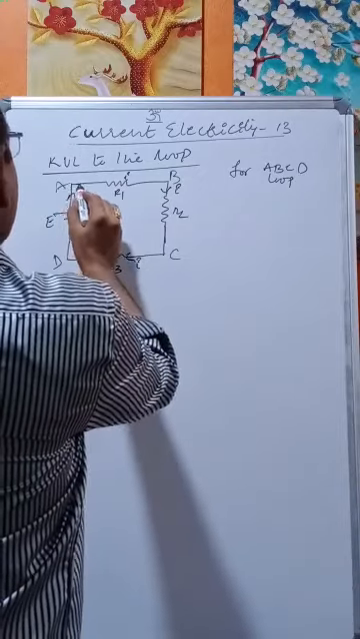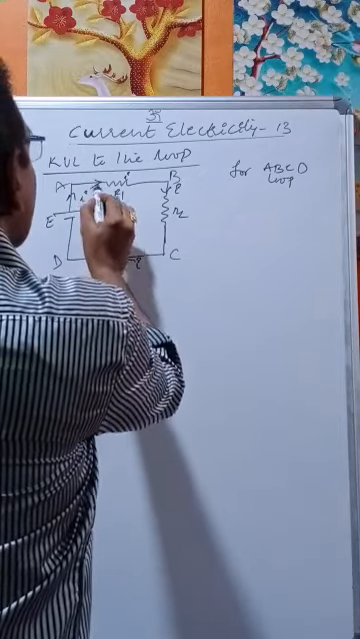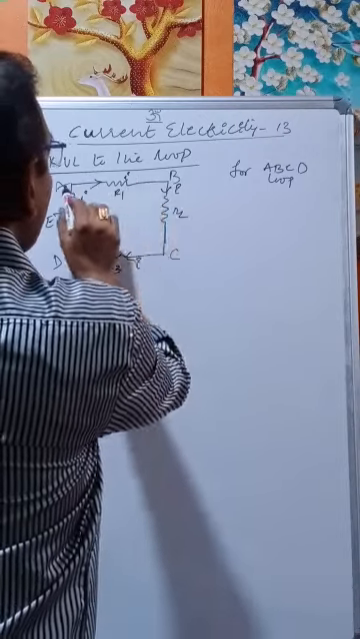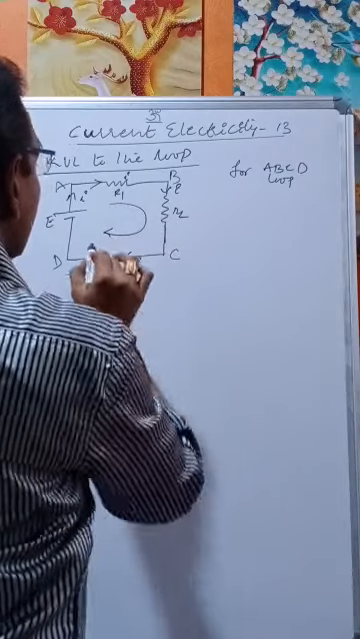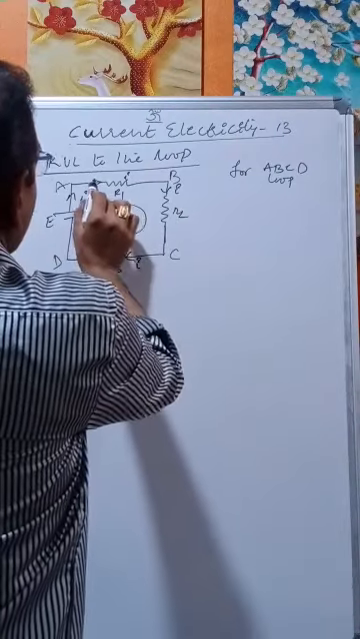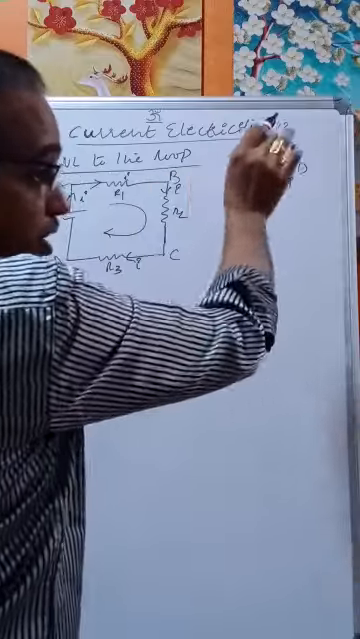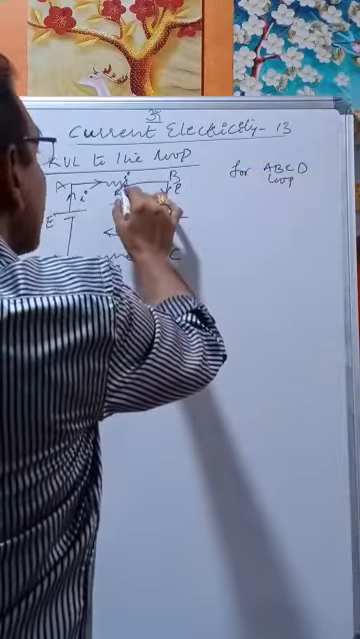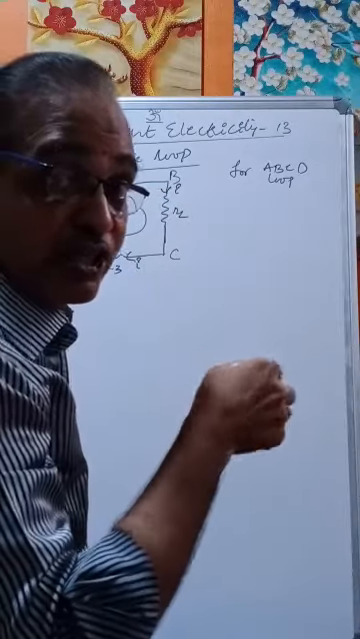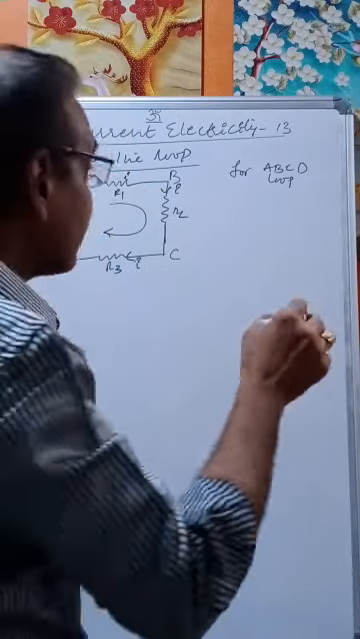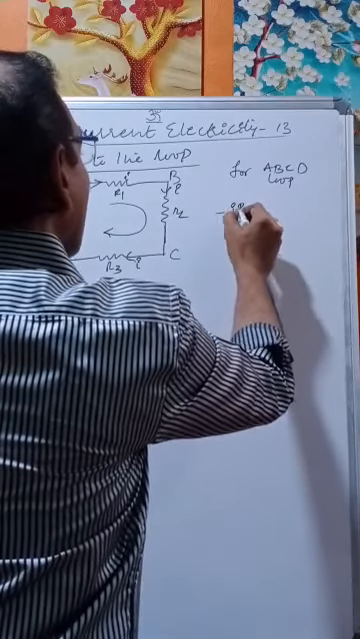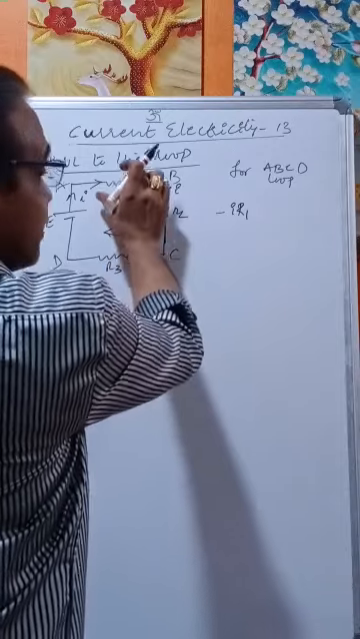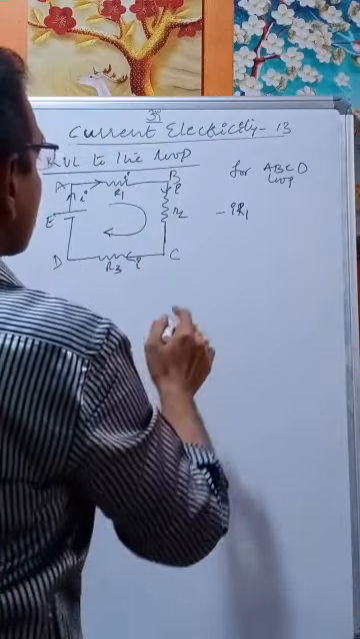So, from A to B, the current direction is like this. We are moving from A to B, and the current is also in the same direction. Therefore, the drop across this one, as I told you, is taken as negative in the direction of current. Therefore, minus IR1. The drop across V is equal to IR, so the drop across this resistor is minus IR1.